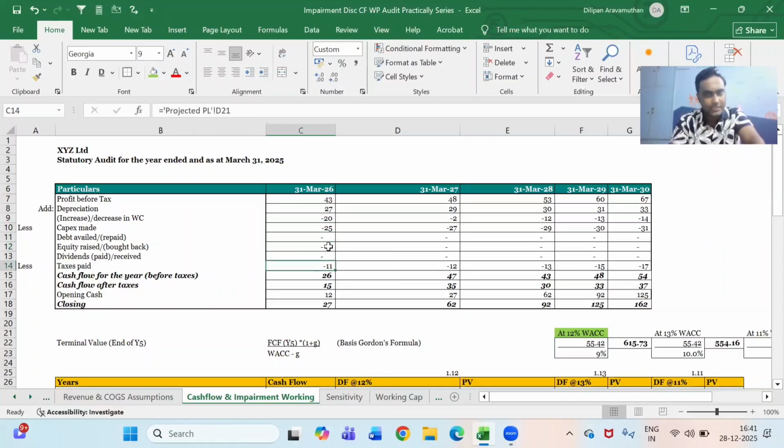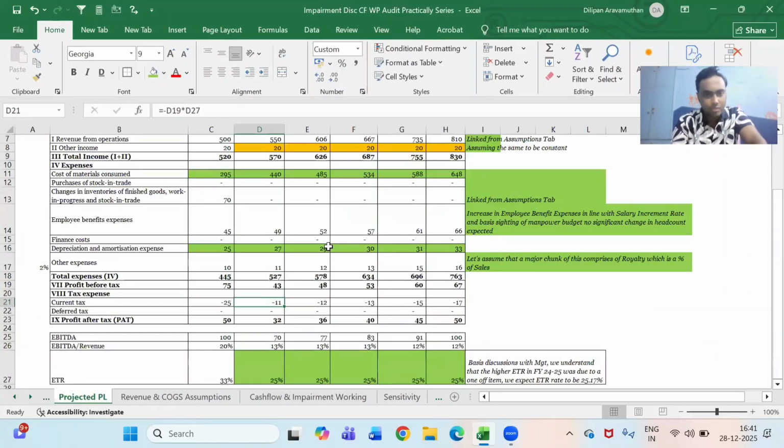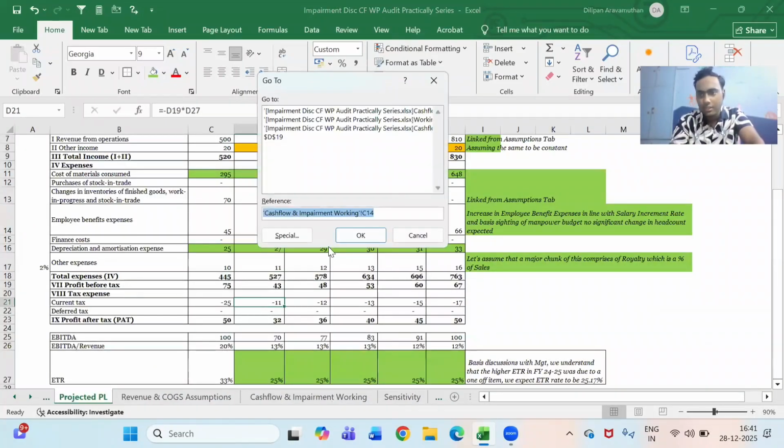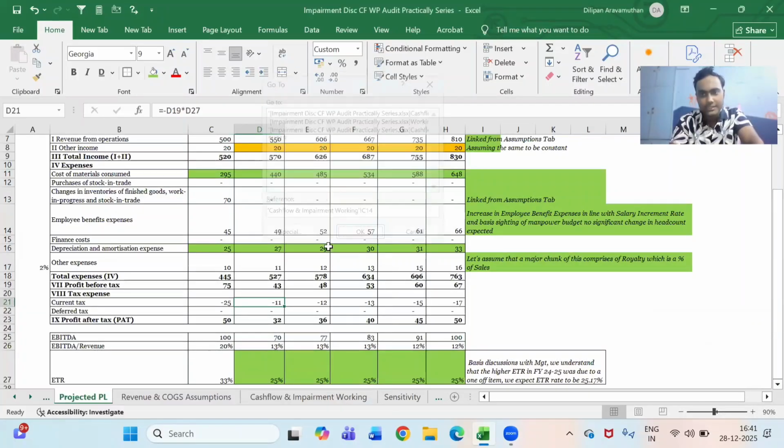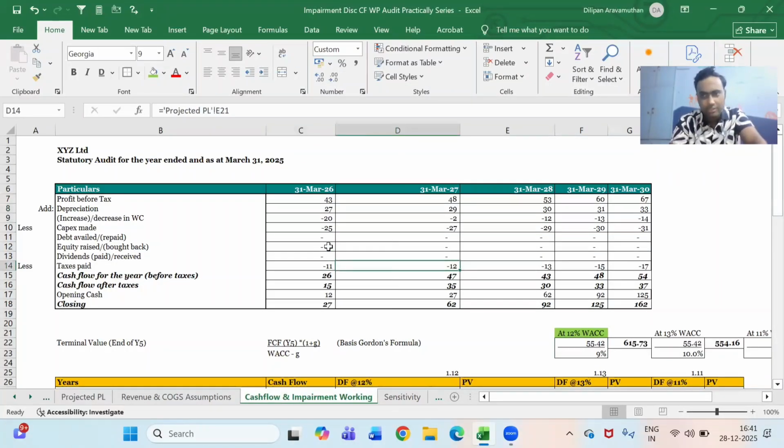And tax paid is again an outflow. So we are assuming that whatever is the current tax charge, the entity has paid it in the financial year itself, and there is no tax liability or tax asset in the balance sheet. I hope that is very clear. So we have directly linked it to the P&L number.